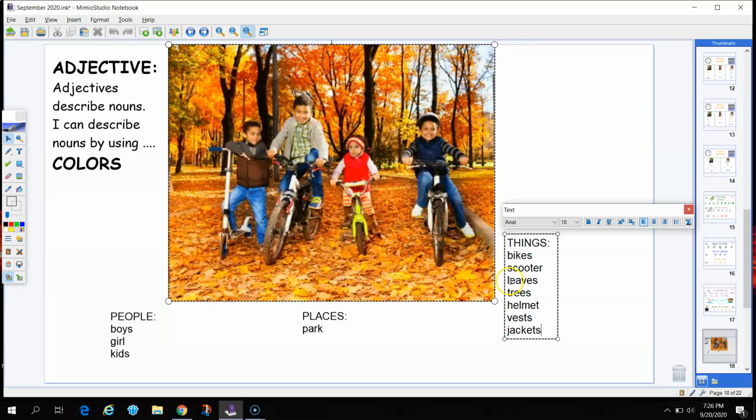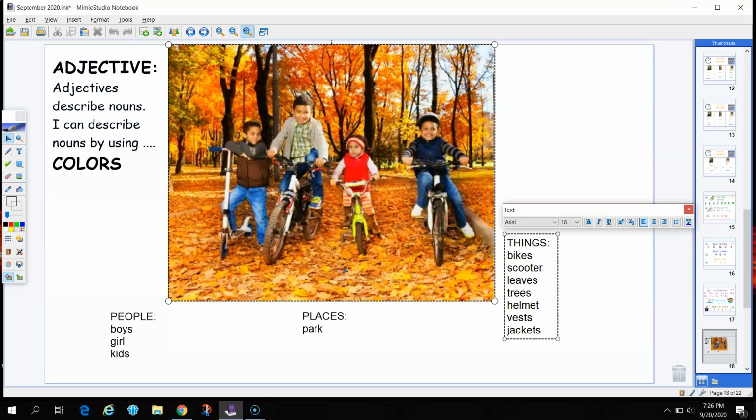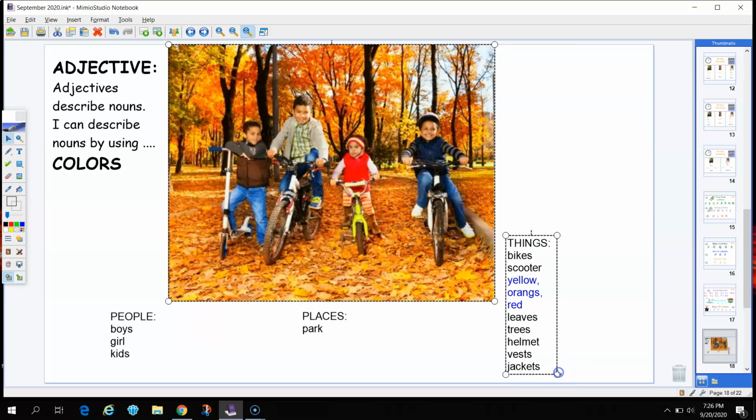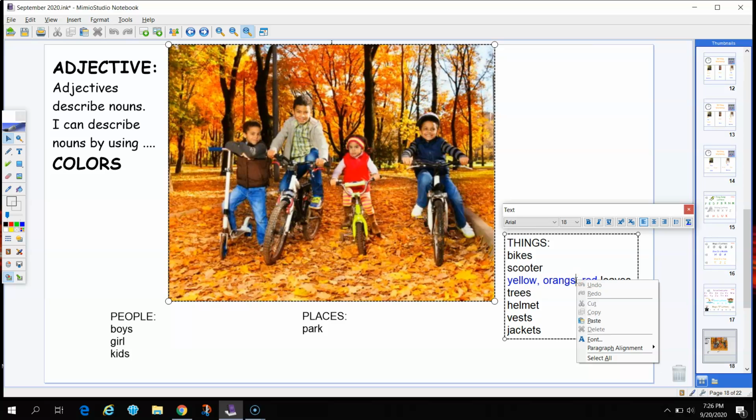Well, what I'm going to do is put our adjectives in a different color so you can see them. We're going to use blue. So what color are these leaves? I see some yellow. I see orange. If I look in the back, I might see red too. So we have used the words yellow, orange, and red to describe the leaves.